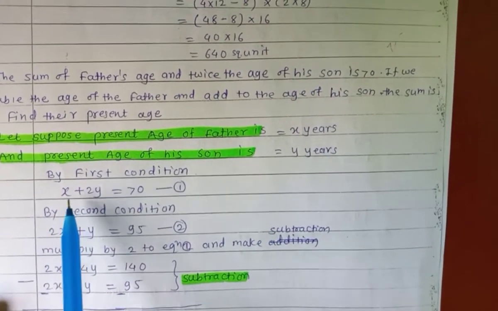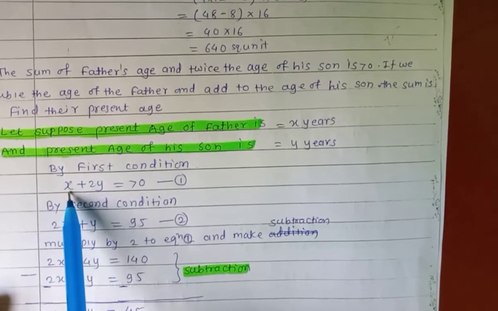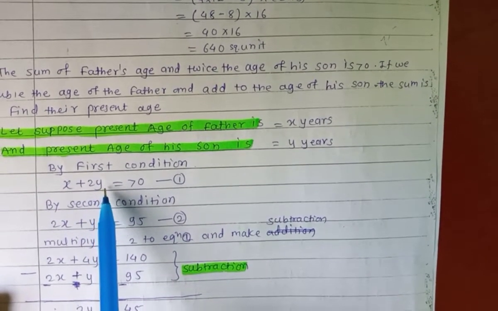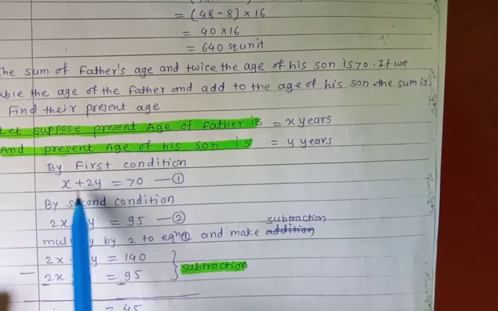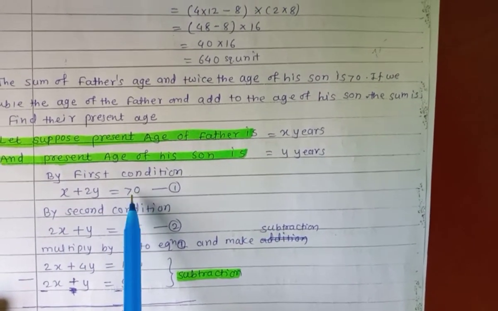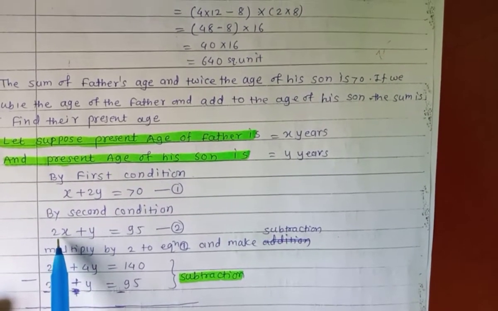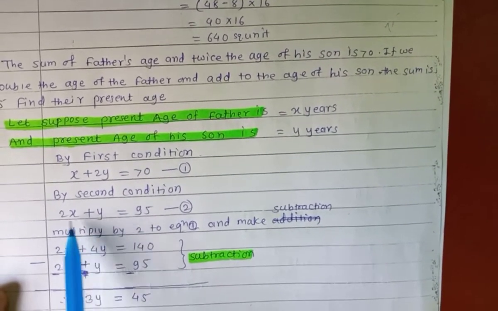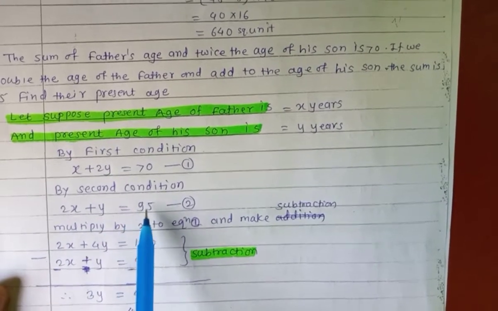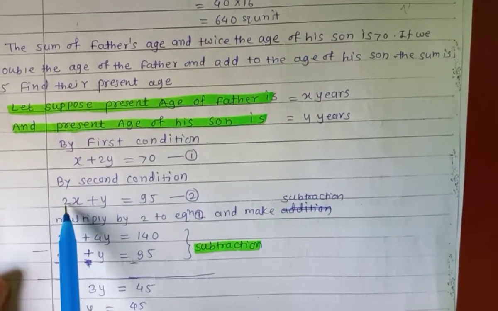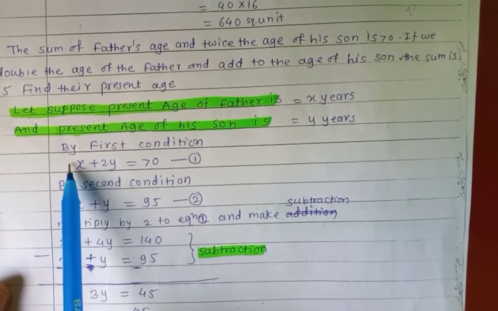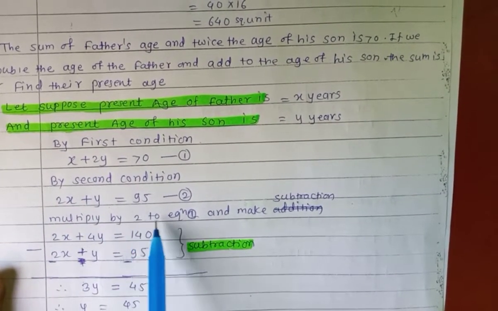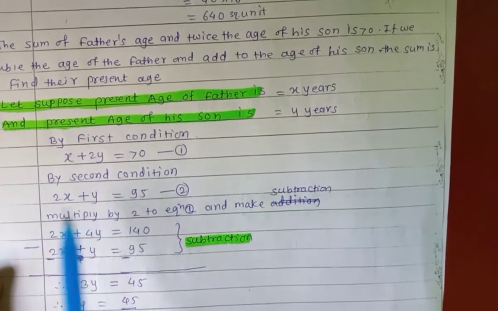First condition is that the sum of father's age and double the son's age is 70, means x plus 2y equal to 70. And the second condition is that twice the father's age plus son's age, means 2x plus y equal to 95. Here we have to make the coefficient of x the same, or y. Here I have multiplied equation 1 by 2 and make subtraction.